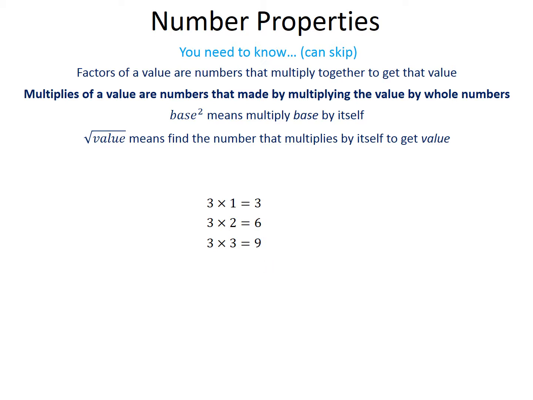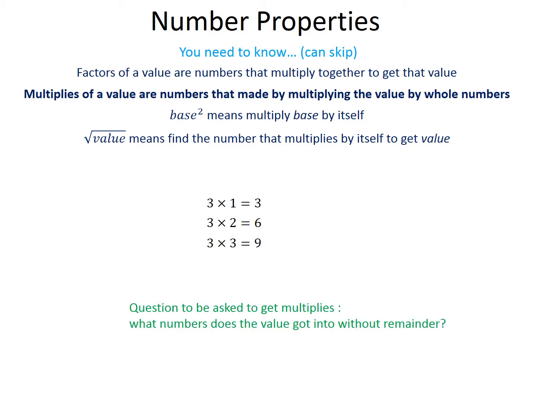You can have as many multiples as you want of a number, because you can just keep timesing it by any other whole number you want to. Another one I could do is 3 million, because 3 times a million is 3 million. And so the question to be asked when you want to get multiples is, what numbers does the value go into? Because you'll find that 3 goes into 3, 6, 9, 12, 15, and so on. So what numbers does the value go into without remainder?